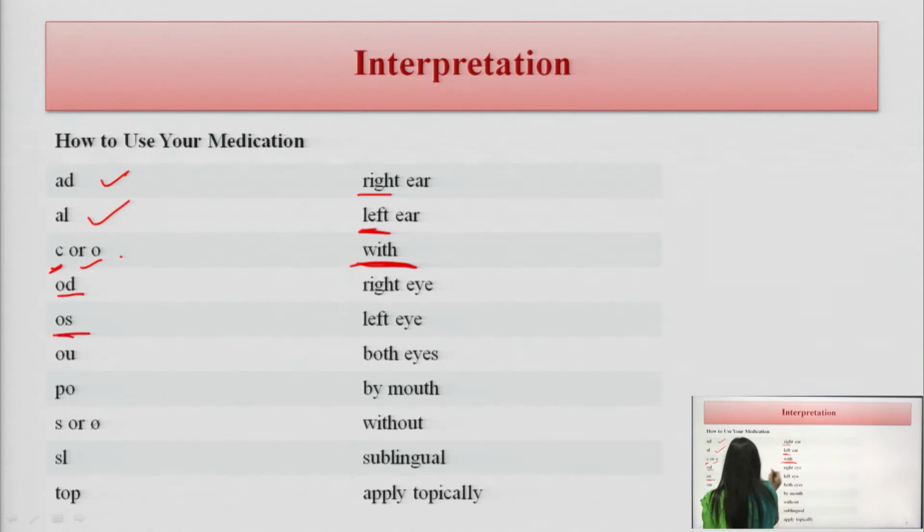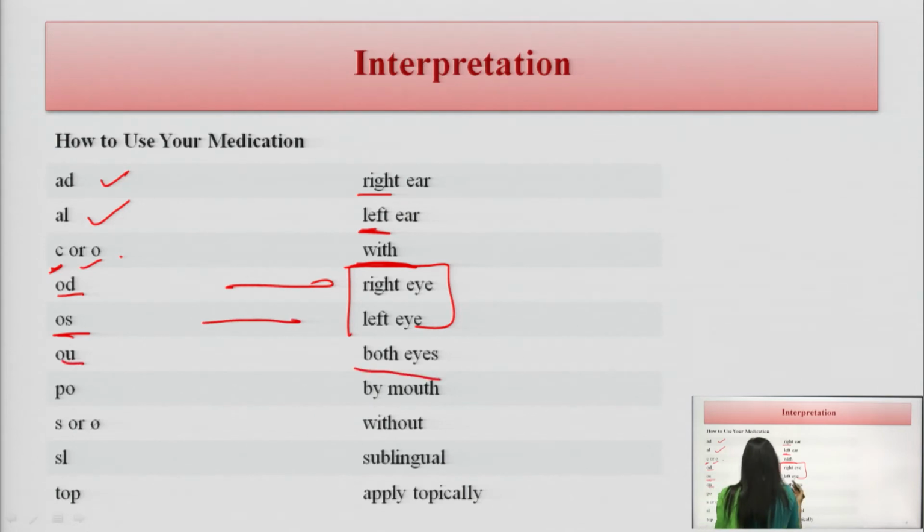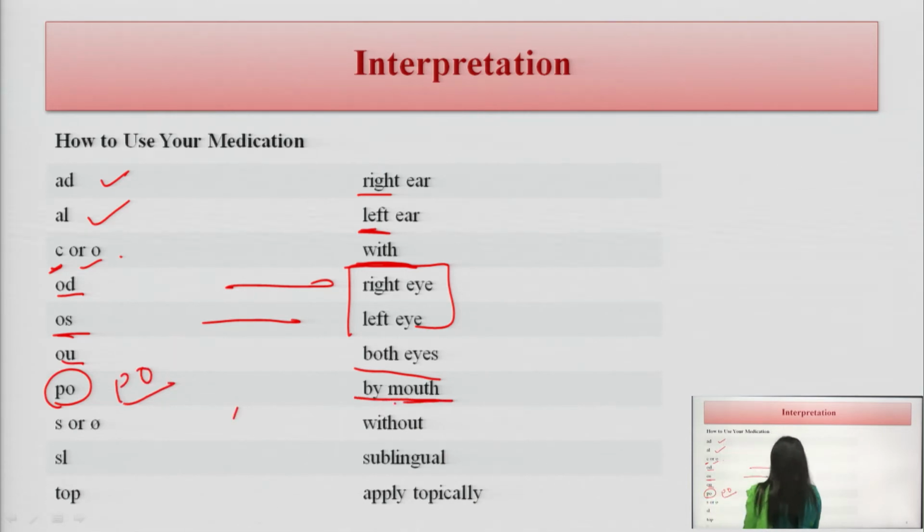OD and OS are for the eyes. OD means the right eye, whereas OS means the left eye. OU means both eyes. Similarly, this term is very much used: PO means per oral, by mouth. If any drug is taken by mouth, it is written like PO.